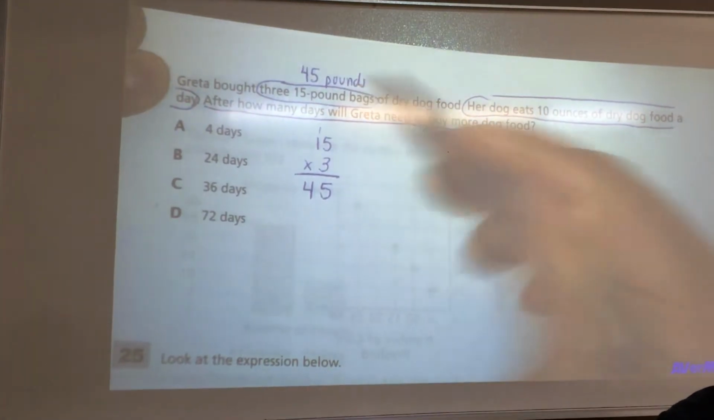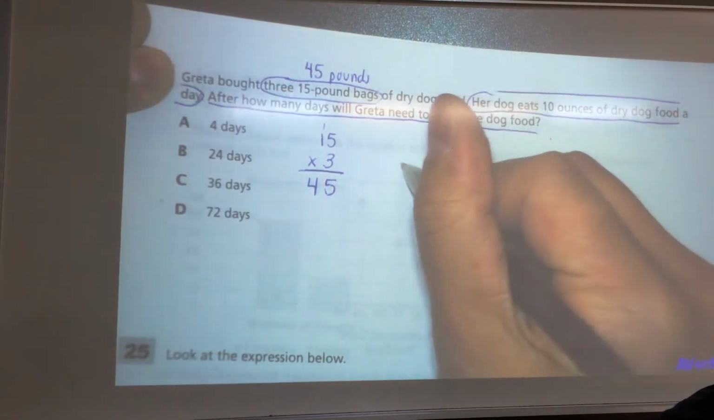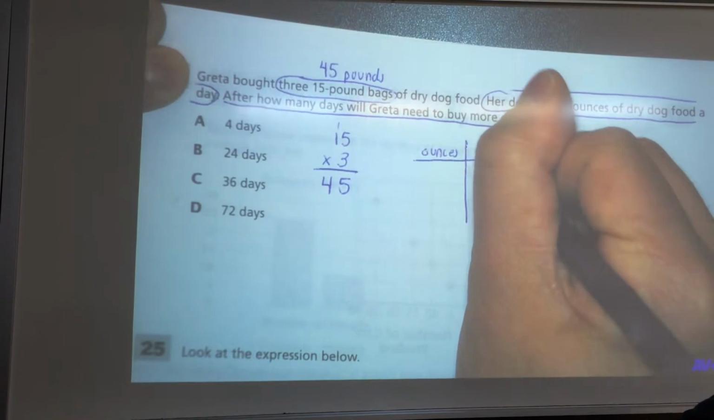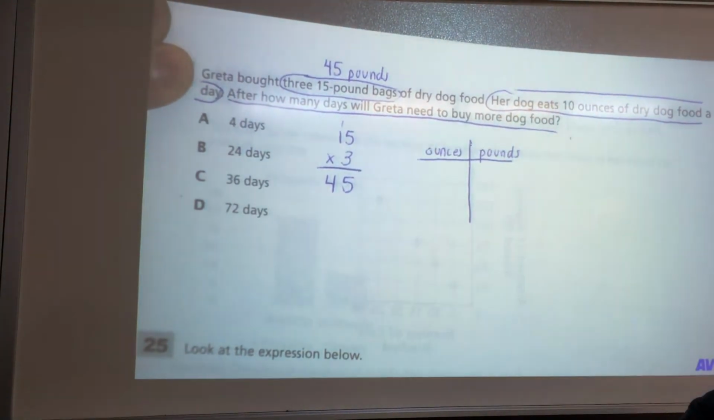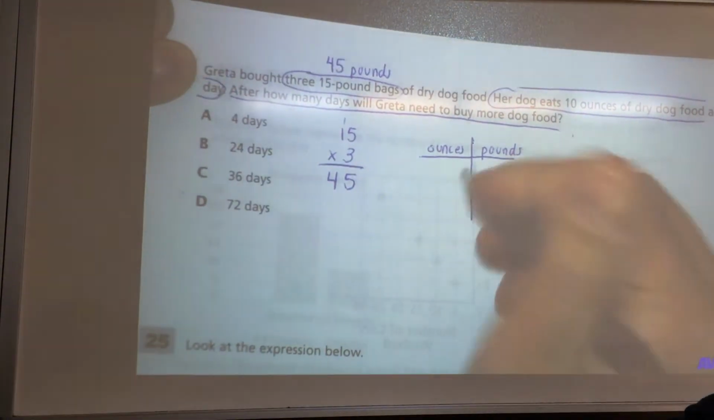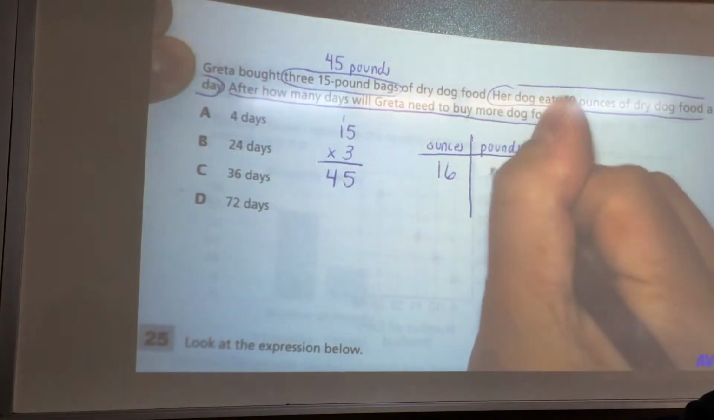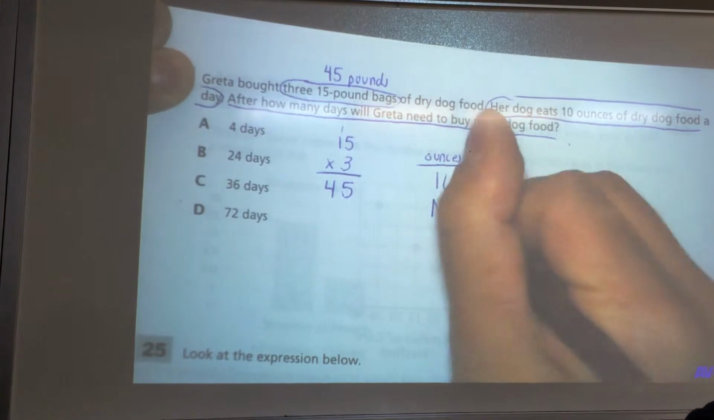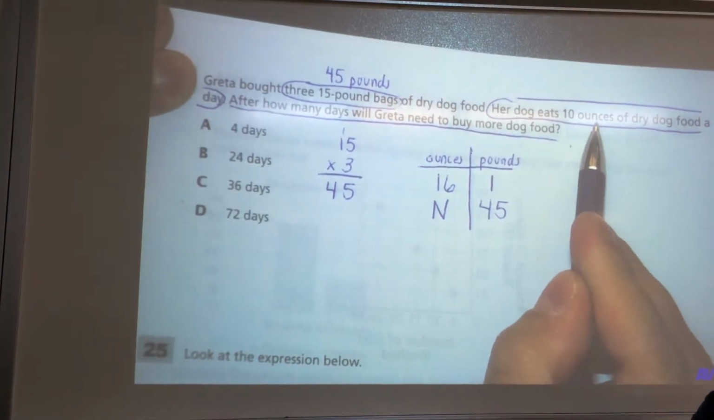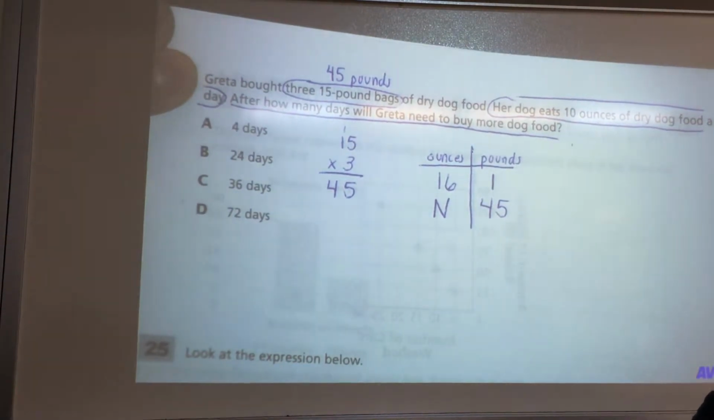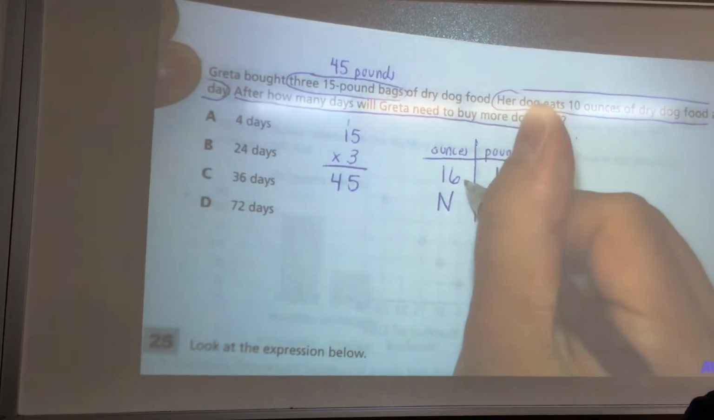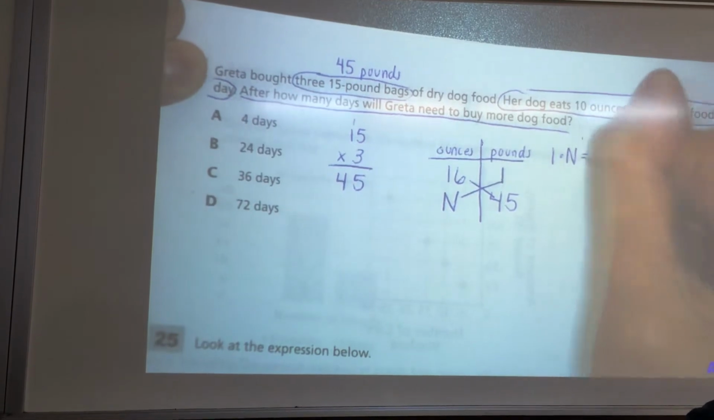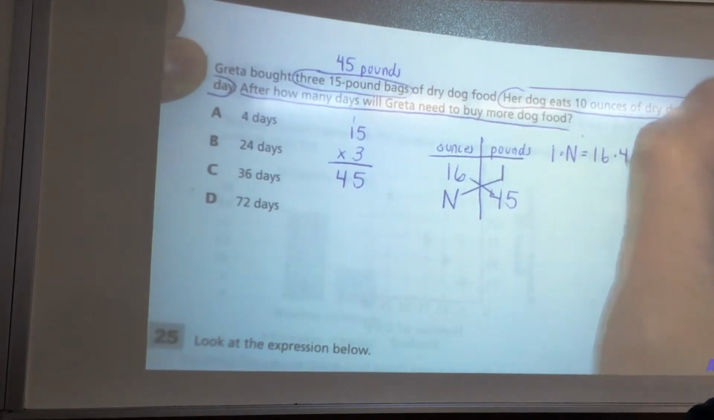So if we figure out how many ounces are in 45 pounds, so here's the thing. We got ounces and pounds. According to the reference table, there are 16 ounces in 1 pound. So I actually want to figure out, forget about the 10 for a second, we'll get there, I just want to know how many ounces are in 45 pounds. And if you do this math, 1 times n equals 16 times 45.